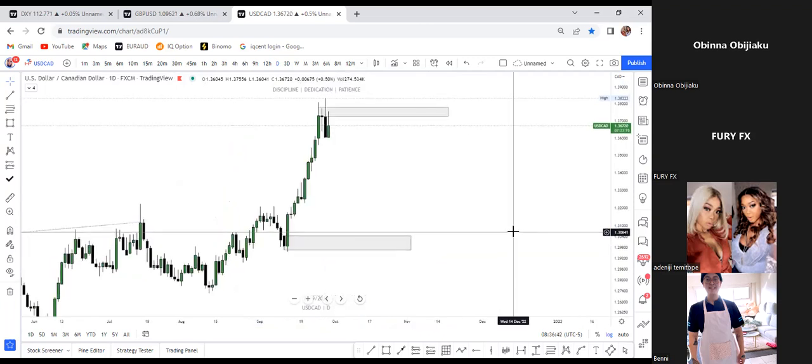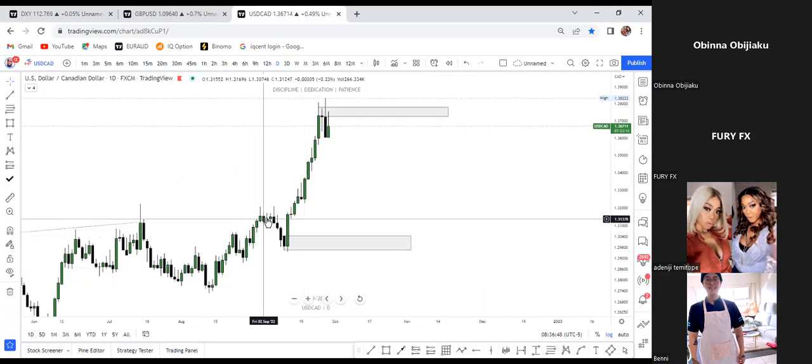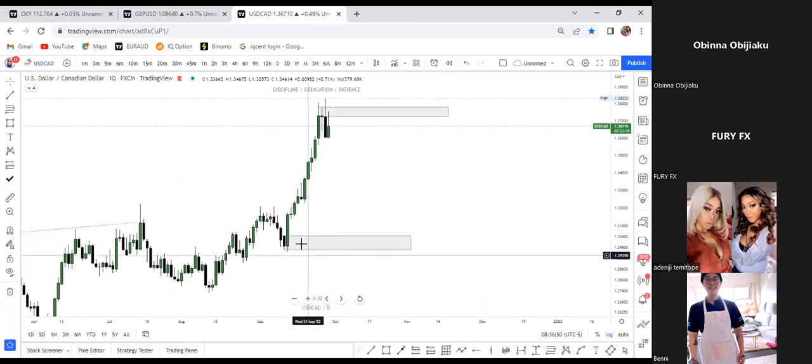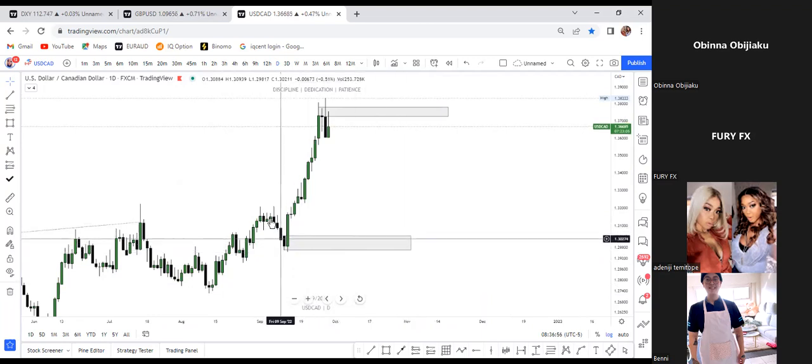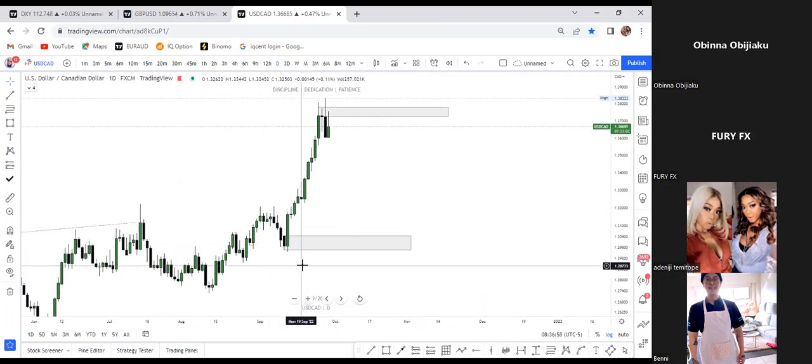Now, ICT will mark the whole of those bearish candles from this zone. That's how we have them all as a 3-day order block. All of this is the bullish order block, but refinement will give you this.